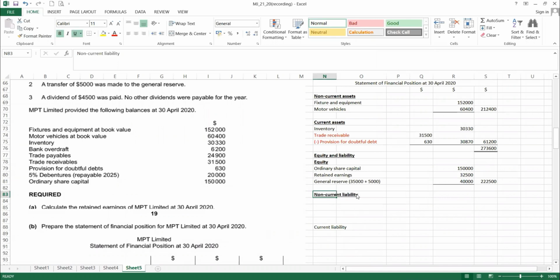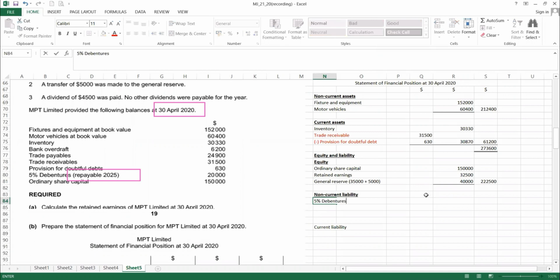Okay, non-current liability, which is the liability we need to pay after a year. So here, this one, 5% debenture repayable in 2025. Compared to the financial year you prepare, this is more than 1 year. So this is the non-current liability. So you put 5% debenture.